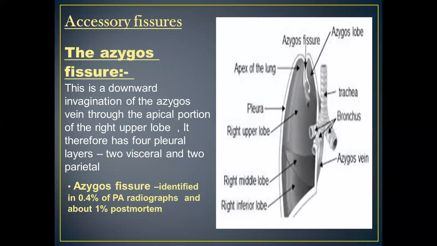The accessory fissures include, first, the azygous fissure. This is a downward invagination of the azygous vein through the apical portion of the right upper lobe. It therefore has 4 pleural layers, 2 visceral and 2 parietal. The azygous fissure is identified in 0.4% of PA chest X-rays and 1% post-mortem. This is the azygous fissure.